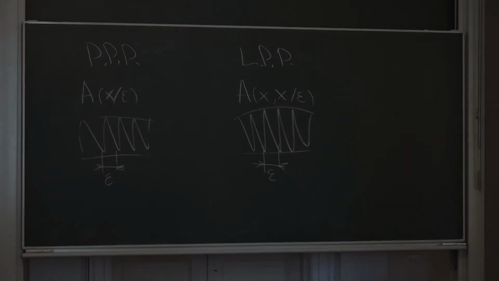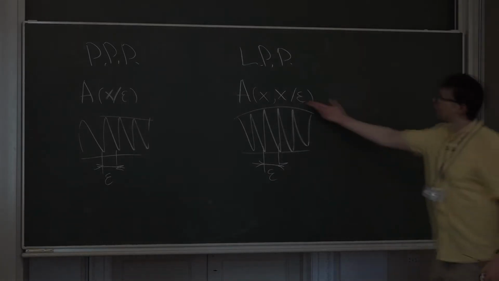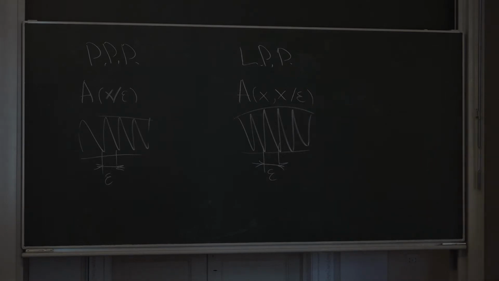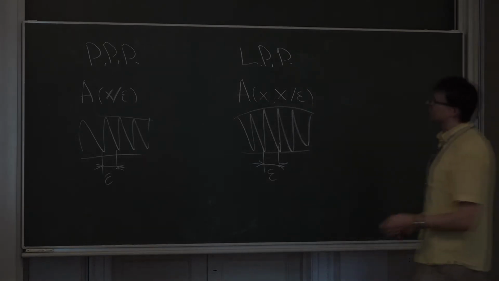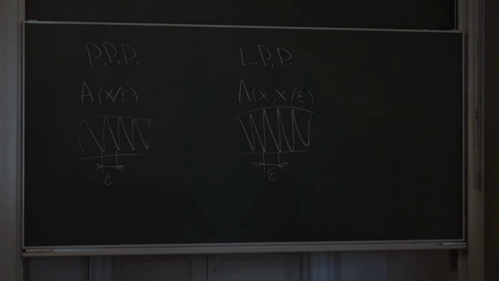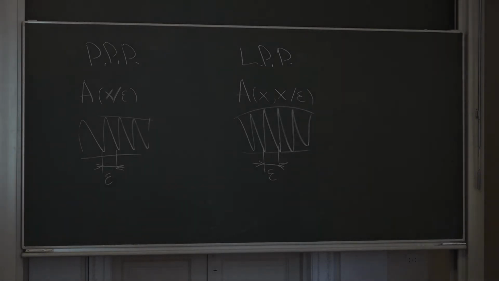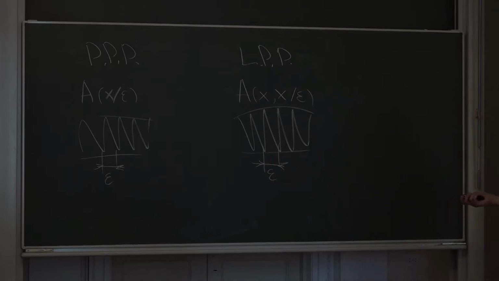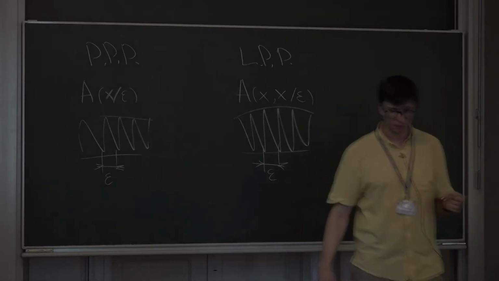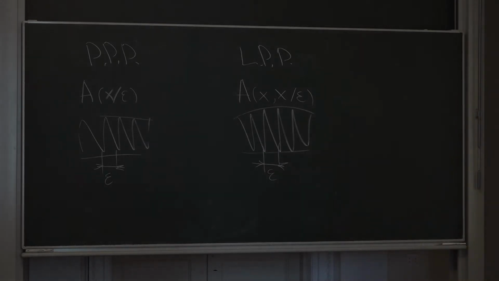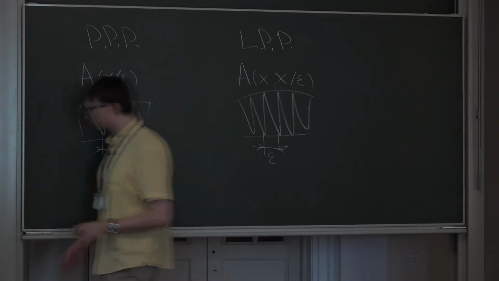The coefficients of these problems depend on the fast variable, x over epsilon as before. This is periodic, maybe non-smooth, and the slow variable x, which is smooth. So the function a is, in some sense, smooth in the first variable. Okay, and my aim now is to carry over those results for purely periodic problems to locally periodic problems. And that's what I'm going to talk about. Problem formulation.